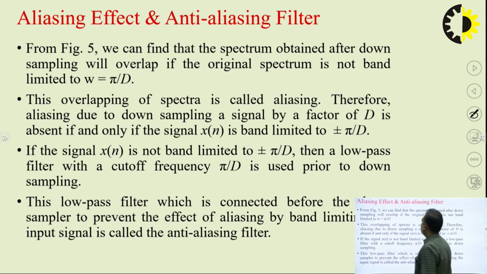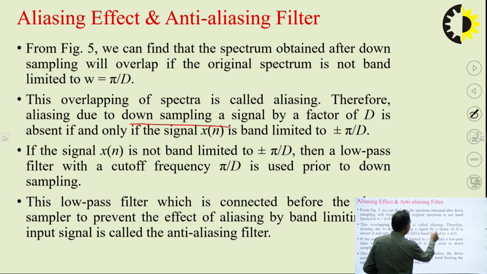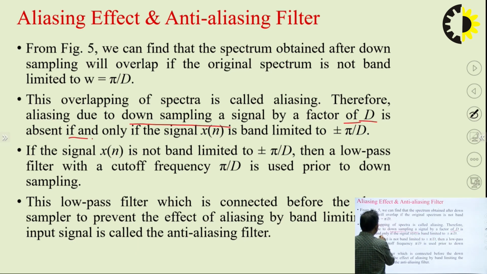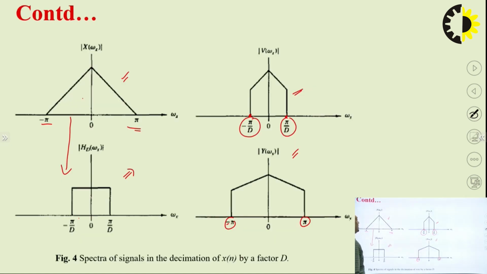From figure 5, we can find that the spectrum obtained after downsampling overlaps if the original signal spectrum is not band limited to omega equals pi by d. This overlapping of spectra is called aliasing. Therefore, aliasing due to downsampling a signal by a factor d is absent if and only if the signal x(n) is band limited to plus minus pi by d. This we have already done using this decimation filter.